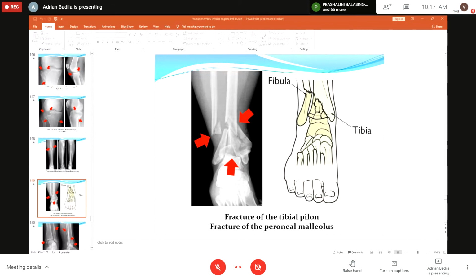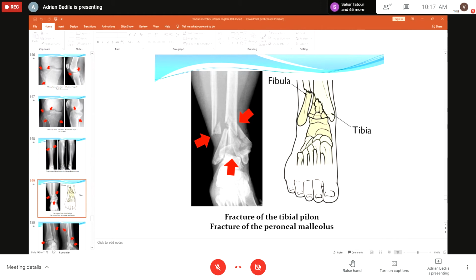What kind of fracture do we have here? Fracture of tibial pilon. Exactly. It's a fracture of the tibial pylon. Why? Because the fracture goes into the joint line.